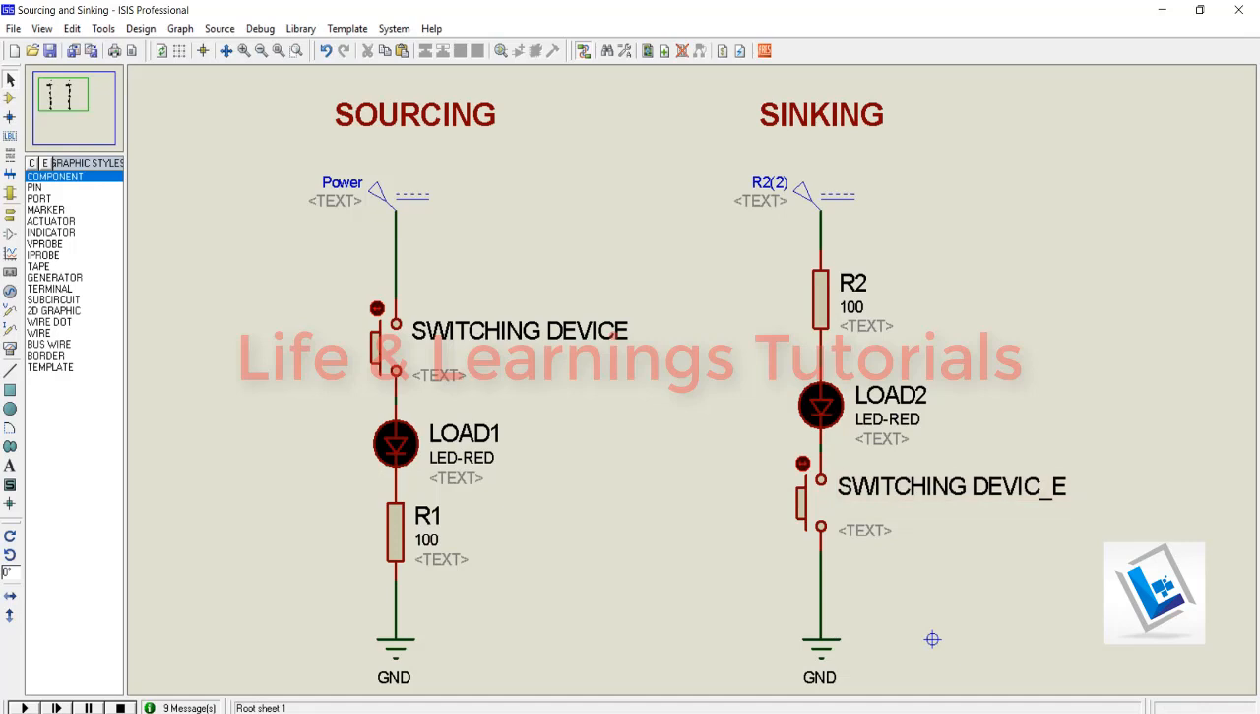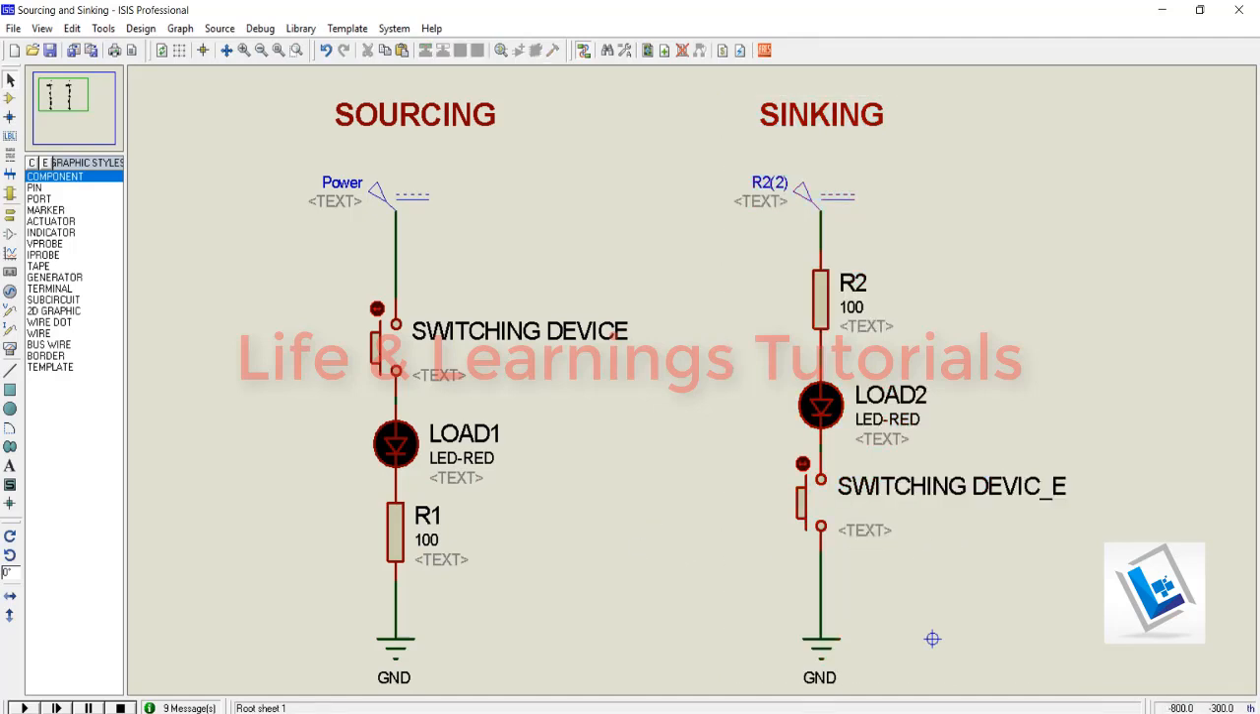Hi and welcome. In this tutorial, I'm going to discuss the sourcing and sinking concept of electronics, which is a very basic concept. This concept is related to the switching device, which can be a transistor or a MOSFET. Here we have two configurations. On the left hand side, I have this sourcing configuration of the switching device, and on the right hand side, I have this configuration, which is also known as sinking configuration.